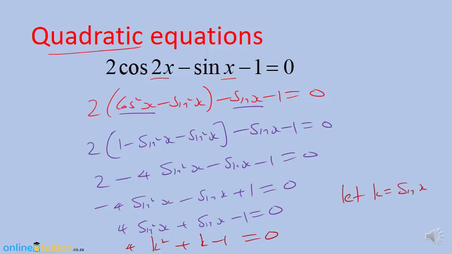4k squared plus k minus 1, can that be factorized in such a way so as to give you the center term as being k? Not too sure, then you are forced to use the quadratic formula, and that's beautiful. So that's minus b, which is minus 1, plus or minus square root of b squared, which is 1 squared is 1, minus 4ac. Please check this out.